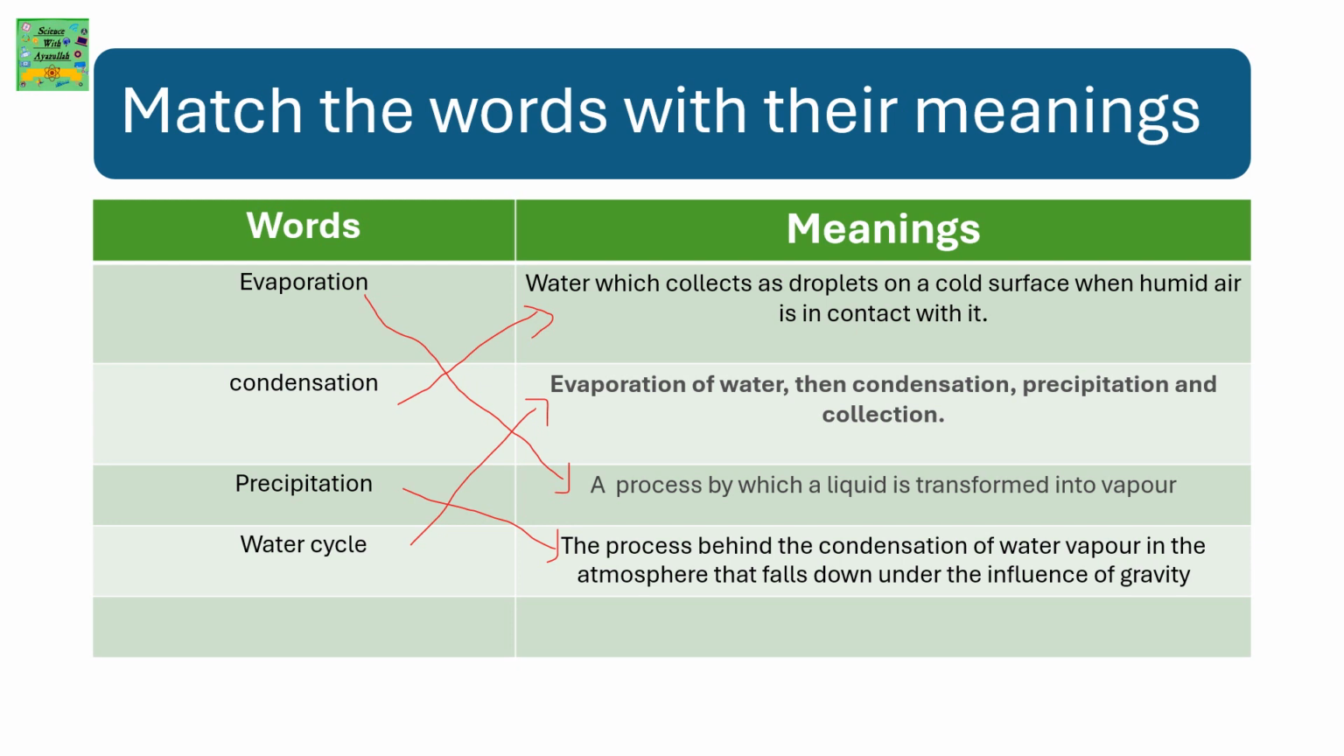Evaporation means a process by which a liquid is transformed into vapor. Condensation means water which collects as droplets on the cold surface when humid air is in contact with it. Precipitation means the process behind the condensation of water vapor in the atmosphere that falls down under the influence of gravity. Water cycle's definition is evaporation of water, then condensation, precipitation, and then collection.